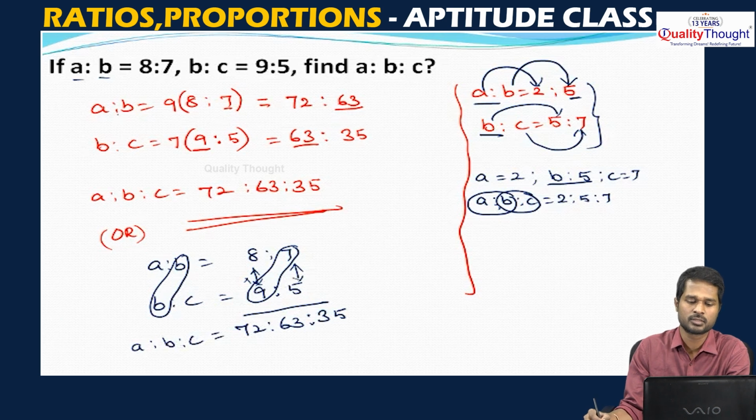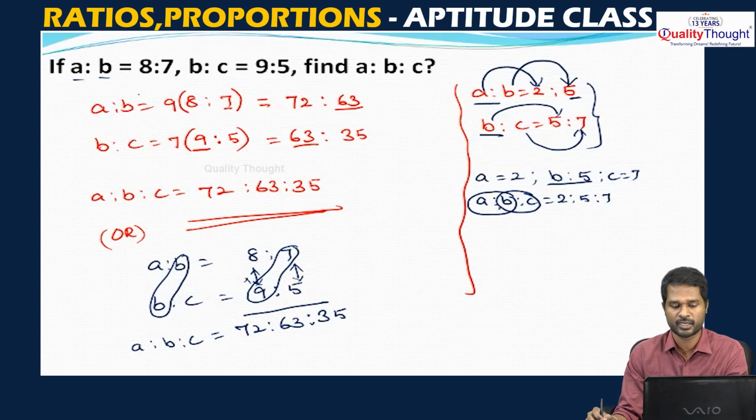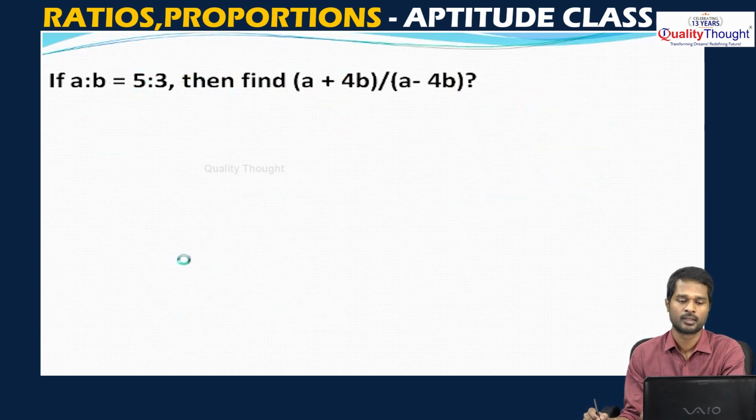So there are many methods. In the first method, we take the B value of the first ratio and multiply the second ratio with it, then take the B value of the second ratio and multiply the first ratio with it. Then the B value becomes equal in both cases, and we write the equation. Or you can directly take the values: 7 5s are 35, 8 9s are 72, 9 7s are 63. So this is a way of solving A is to B is to C.